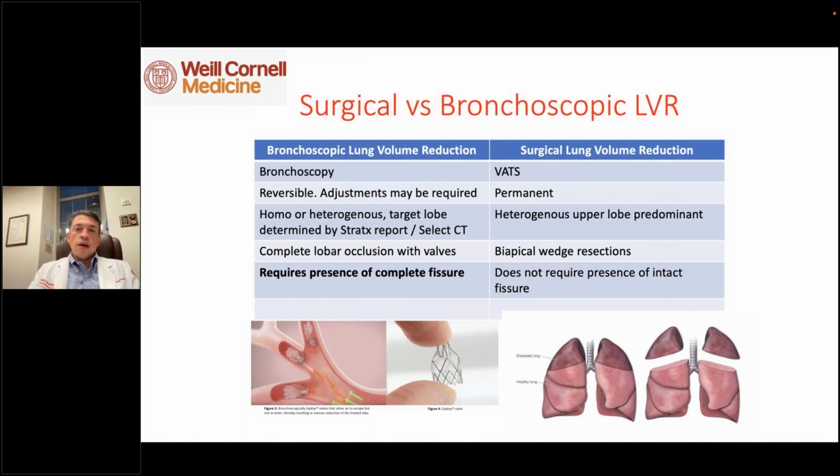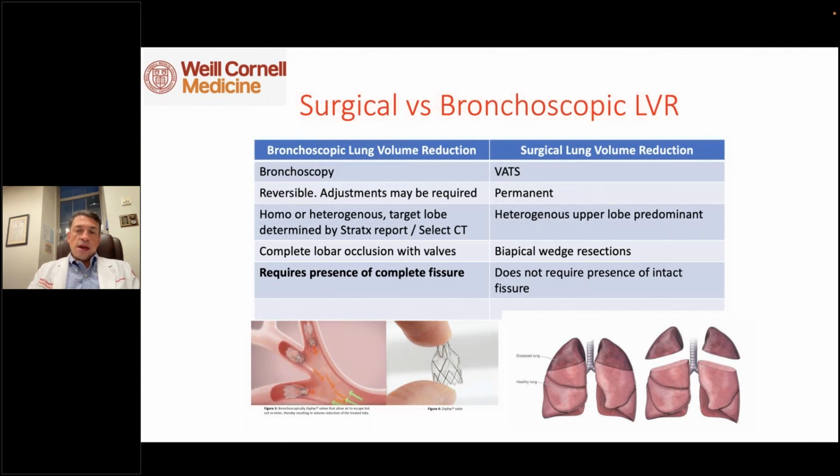We know that upper lobe predominant heterogeneous emphysema is appropriate for patients undergoing surgical lung volume reduction, whereas bronchoscopic lung volume reduction also includes patients with homogeneous disease and patients with lower lobe emphysema. So we have a much broader pool of patients that may be candidates.